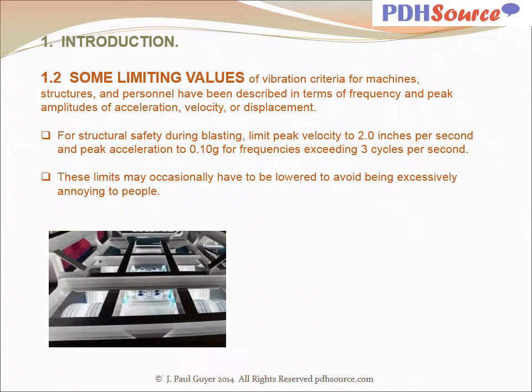Some limiting values of vibration criteria for machine structures and personnel have been described in terms of frequency and peak amplitudes of acceleration, velocity, or displacement. For structural safety during blasting, limit peak velocity to 2 inches per second and peak acceleration to 0.1 Gs for frequencies exceeding 3 cycles per second. These limits may occasionally have to be lowered to avoid being excessively annoying to people.